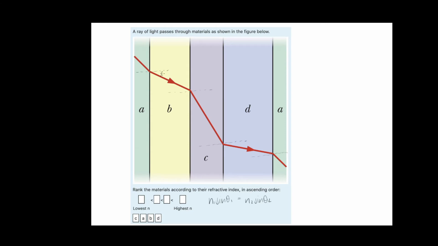Okay, so I'm just going to put in some angles here. So this is theta AI, theta BR, BR for refracted. This is theta BI, for incident, and so on.